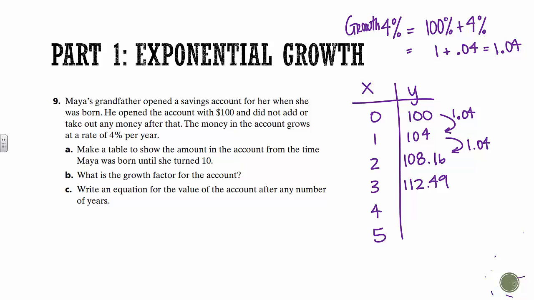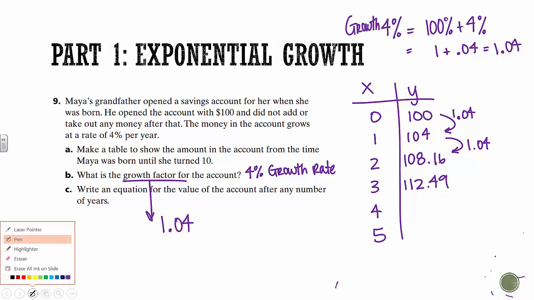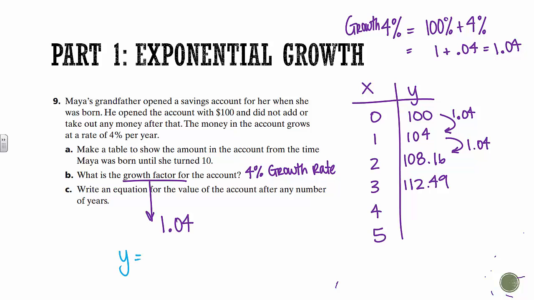But part B, what's the growth factor of the account? Remember, 4% is the growth rate. So the growth factor, what we would put in our equation, has to be 1.04. And then our actual equation, we need that growth factor, 1.04, but we also need how much it started with. So the starting value is $100. It grows 4% for every year. So there's our equation.